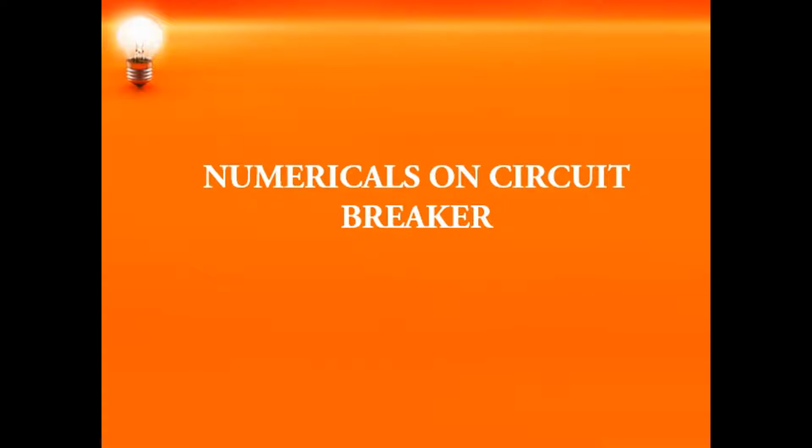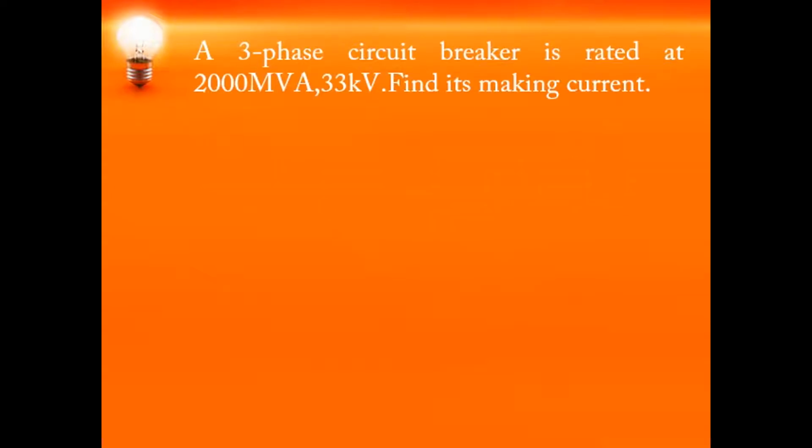Welcome everyone. Today we will solve a few examples on circuit breaker ratings. The first one is a three-phase circuit breaker rated at 2000 MVA, 33 kV. You are supposed to find its making current. So the specifications given are 2000 MVA, 33 kV. It is a three-phase circuit breaker.